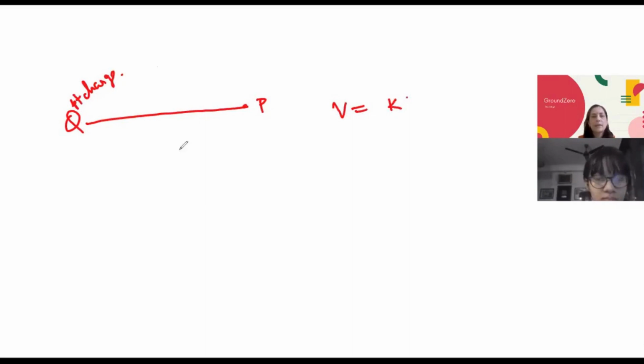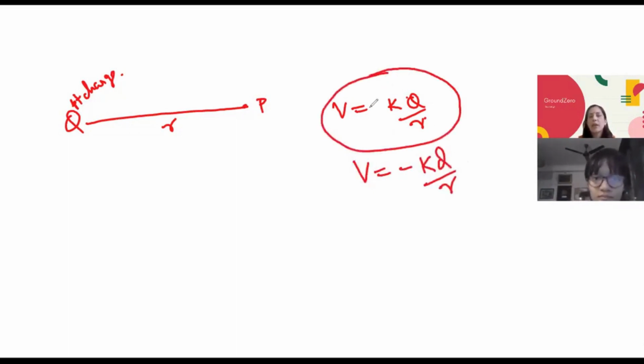So at point P, you have to find the potential, which is KQ upon R. This is the potential due to a point charge. If the charge is negative, then this same expression becomes minus KQ upon R. So whenever you are writing the expression of potential, you have to write the charge also. If it is a positive charge, it becomes plus Q. If it is minus, the expression becomes minus KQ upon R.